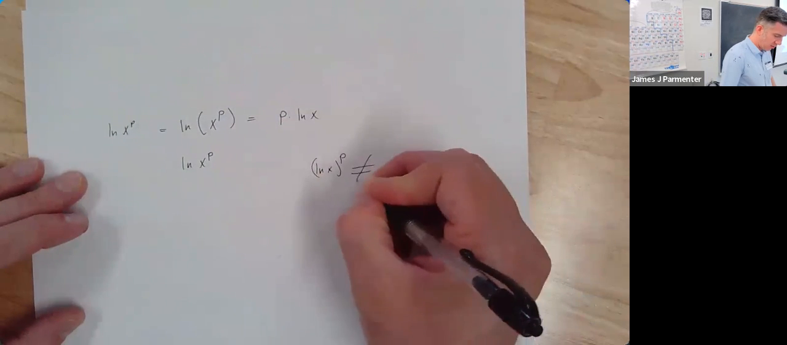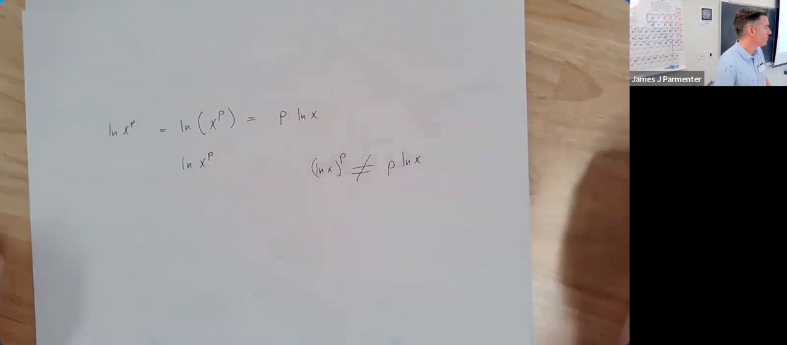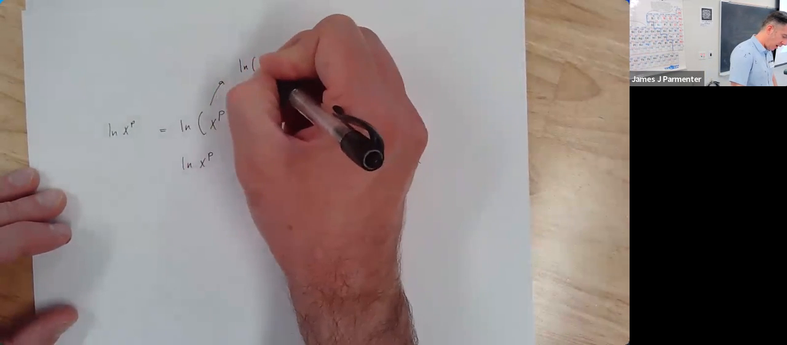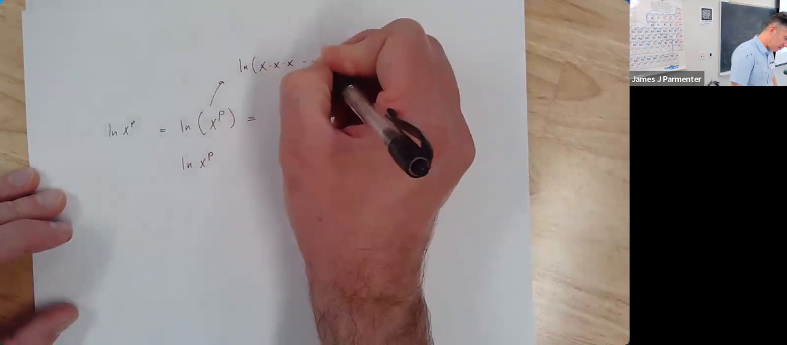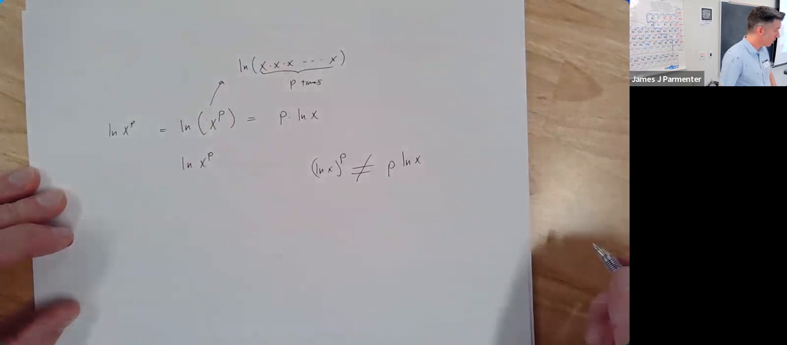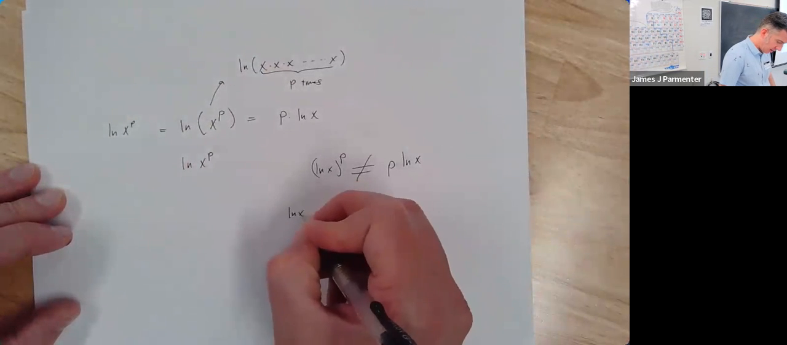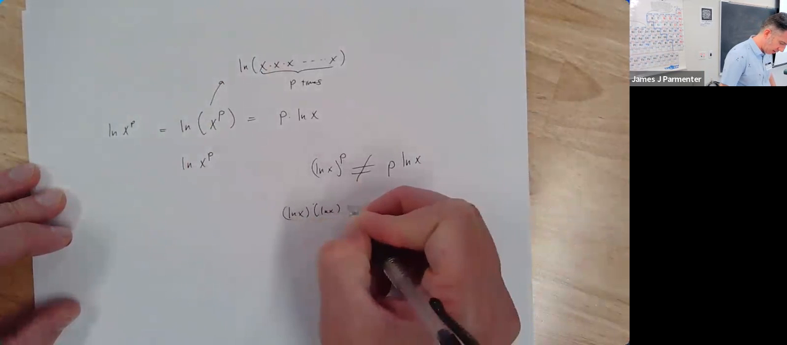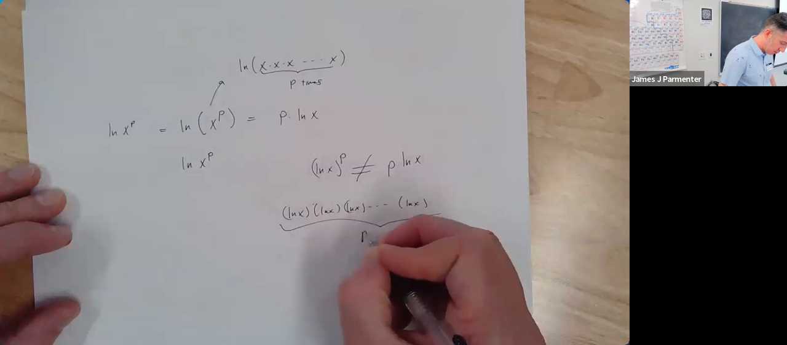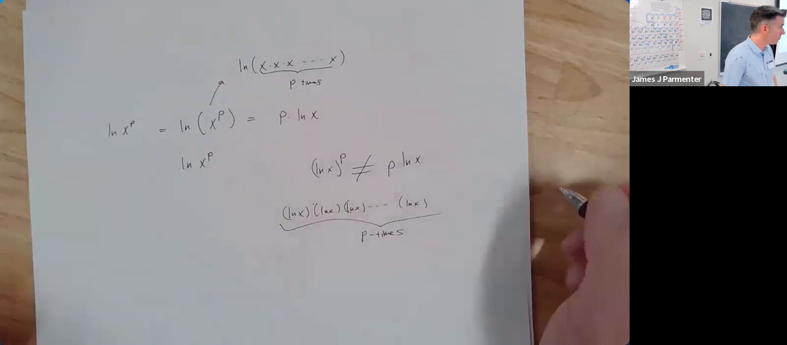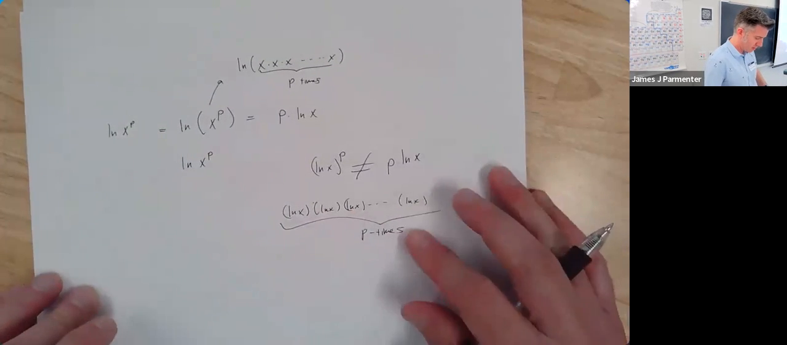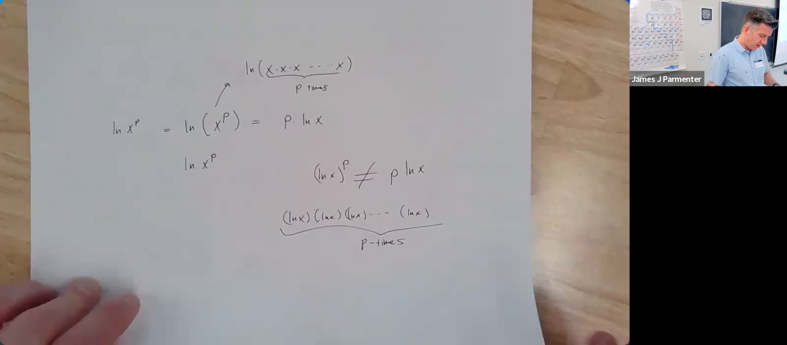This is not equal to p times natural log of x. Because what this means here is the natural log of x times x times x, p times, right? Whereas this here means the natural log of x times the natural log of x times the natural log of x, p times. Totally different animals. That's the difference there, and it's definitely a big difference. Okay, so back over here.